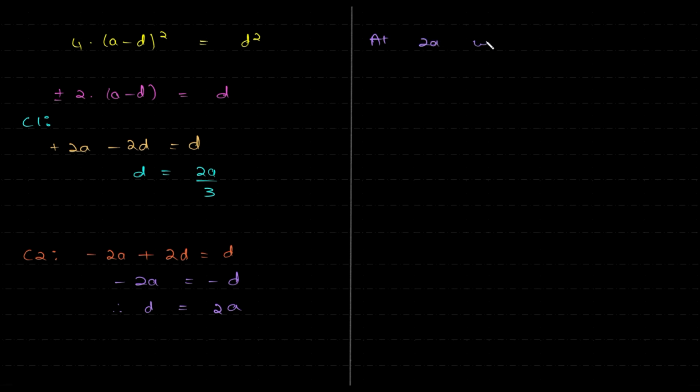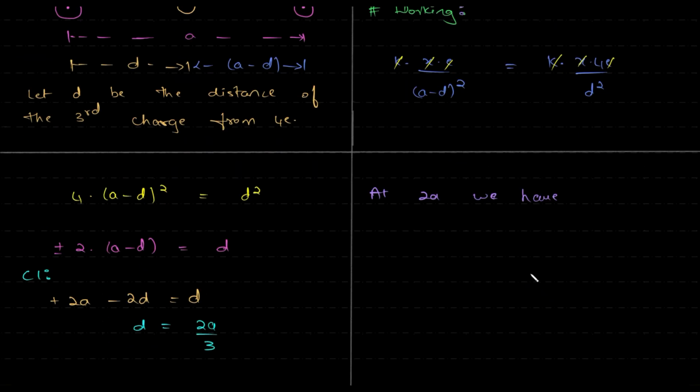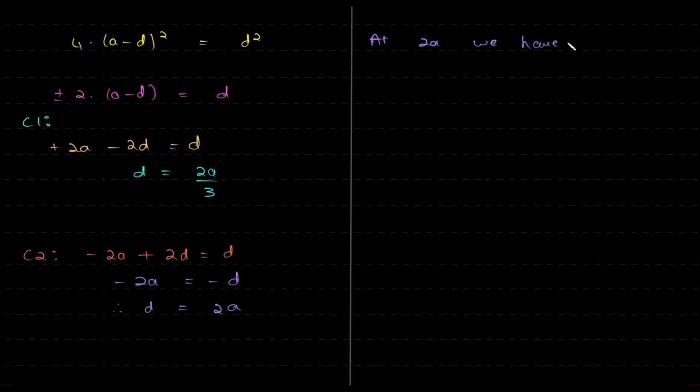At 2a, which is somewhere over here, we have both the forces pointing towards the right. There's no way that will be stable. At 2a, the net force is to the right. Thus, it cannot be a point of equilibrium.